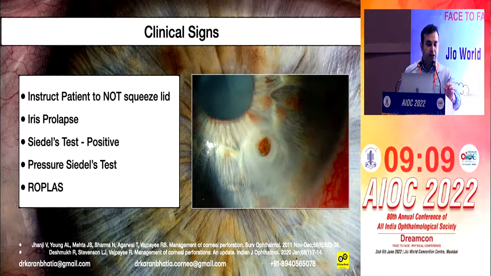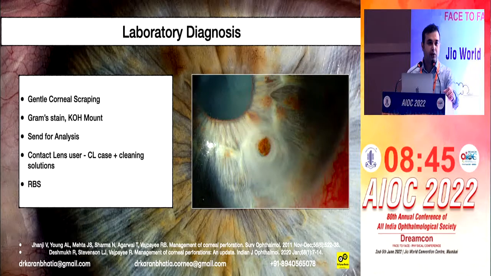Instruct the patient not to squeeze the lid. Look for iris prolapse because it's often there, as you can see in the picture. Do a Seidel's test if you're not sure, and sometimes you need to do a forced Seidel's test or a pressure Seidel's test. If there's not much of a perforation, you can do a ropla as it is indicated in all corneal ulcers. For lab diagnosis, the previous speaker has already spoken about it. Gentle scraping can be done, and if it's a perforation, you can actually do the scraping in the OT also.